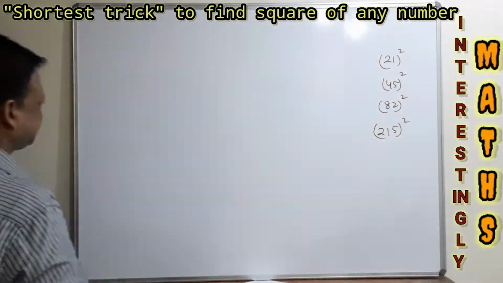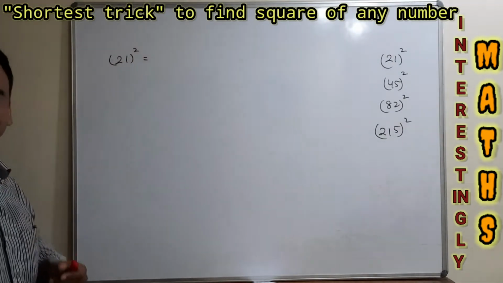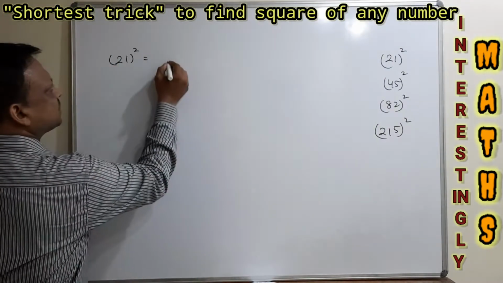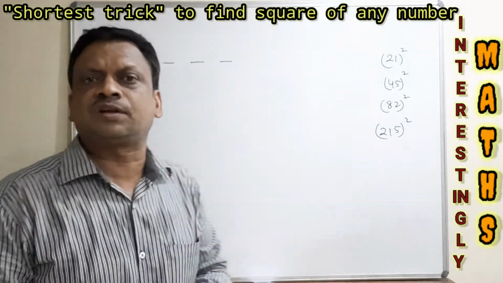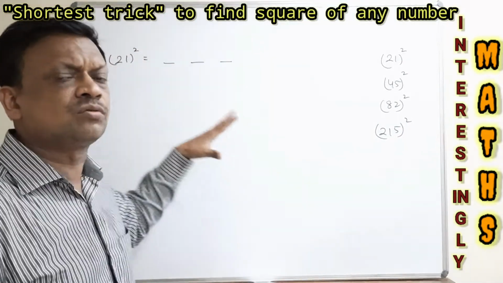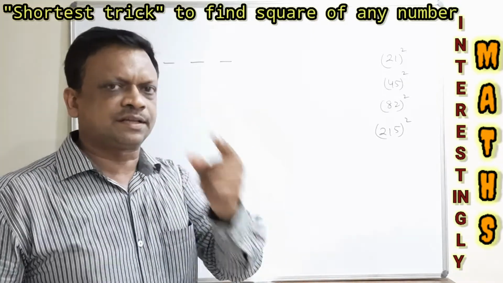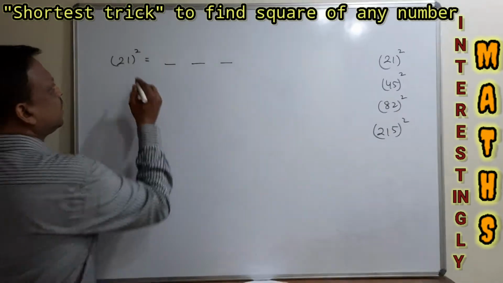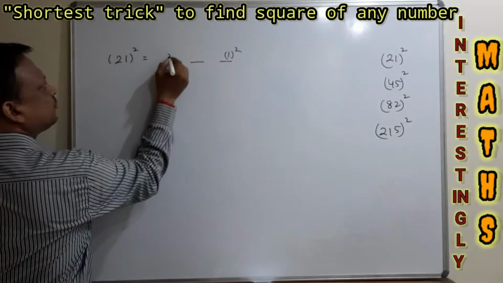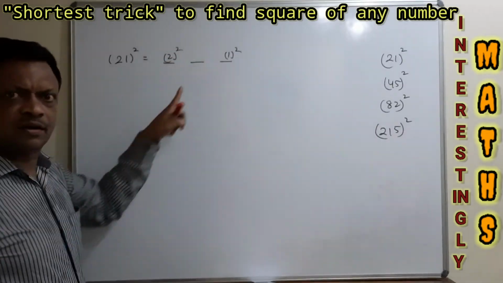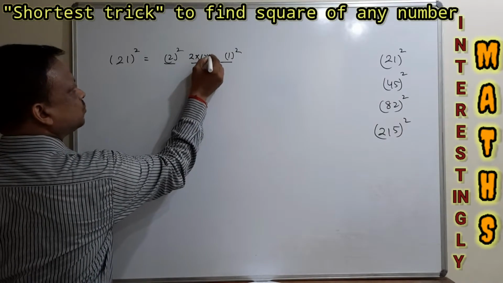See, 21 square. I will mark three places here, 1, 2 and 3. Okay, this is just for your learning. I am doing it like this for now to explain, and after that I will show you how to find it in a very short way. So first of all I will write the square of 1 here and the square of 2 here, and in between, 2 into 1 into 2.